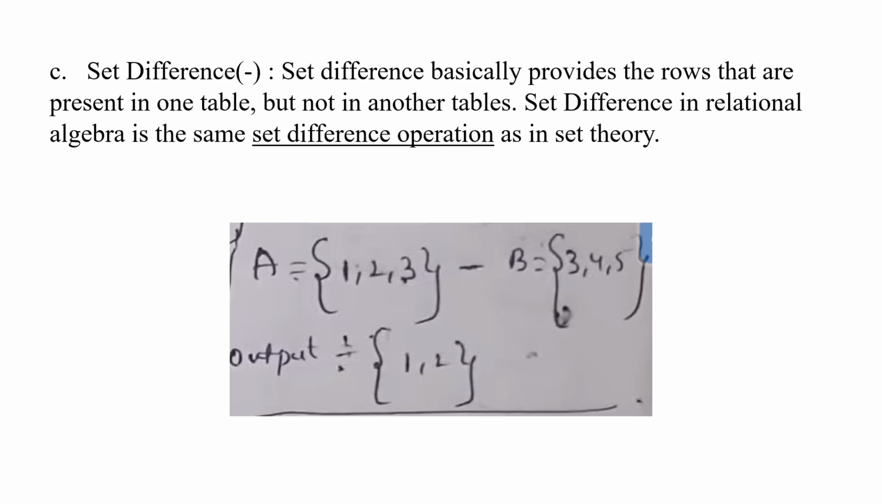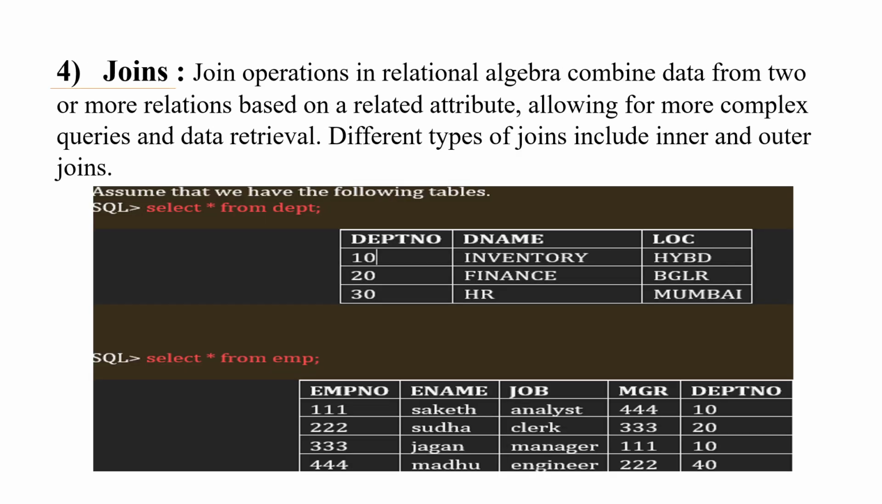The third type is set difference. Set difference provides the rows that are present in one table but not in another table. It is basically performing a minus operation. Now let us consider two tables A and B where A has 1, 2, 3 values and B has 3, 4, 5 values. The output is 1, 2 because 1 is not present in B and 2 is not present in B, so they are returned. But 3 is present in both A and B, so it is not returned as output.